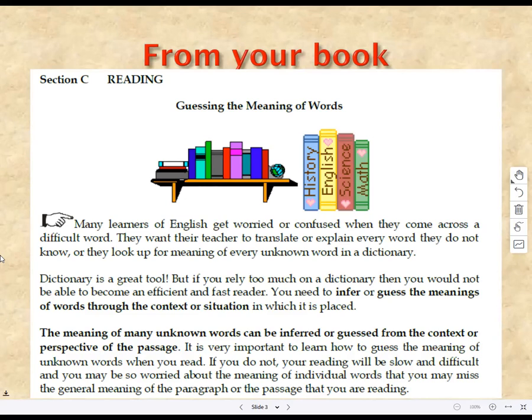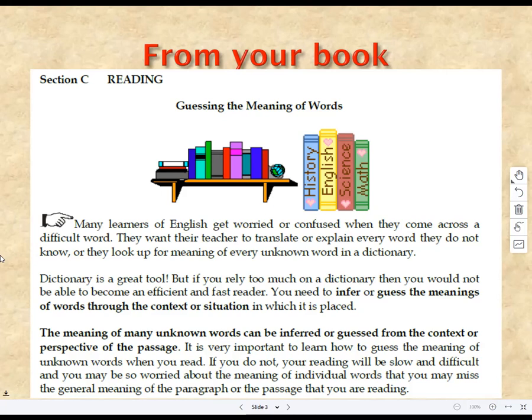Dictionary is a great tool, absolutely, but if you rely too much on a dictionary, then you would not be able to become an efficient and fast reader. For example, let's say you're reading a novel and the vocabulary is too tough for you, and instead of reading, what you're doing is you're focusing on the vocabulary items and time and again you're looking for the meaning. Then there's no pleasure reading, then there's no comprehension of the reading, you're just collecting words' meanings.